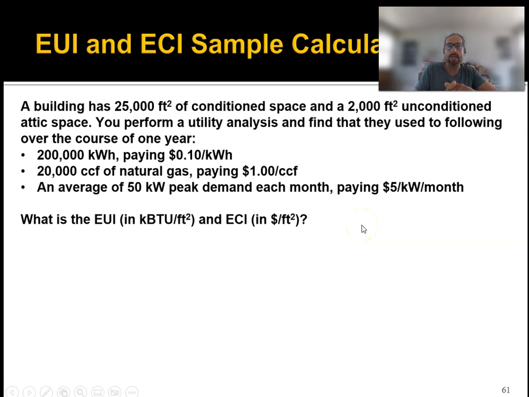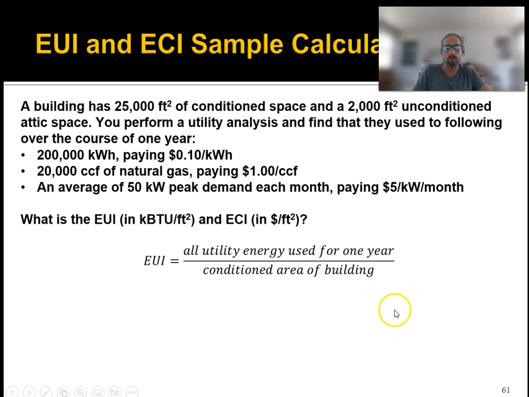Okay, so let's do the EUI first. What is the EUI in thousands of BTUs per square foot? Feel free to press pause and work through the calculation, but it's pretty straightforward. This is Energy 101 stuff here, folks. EUI, remember, is the total energy use for 1 year divided by the conditioned area of the building. So remember, we're going through energy use, which is, in this case, kilowatt hours and CCFs. The 50 kilowatts, that's our demand, so that doesn't count.